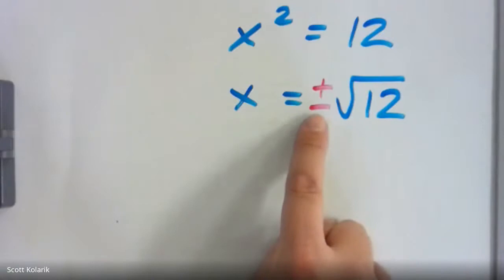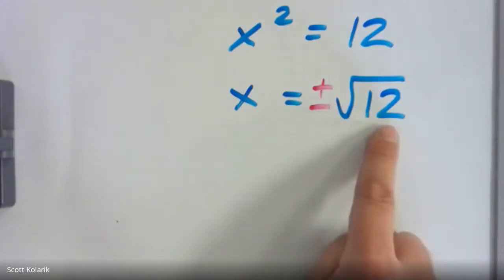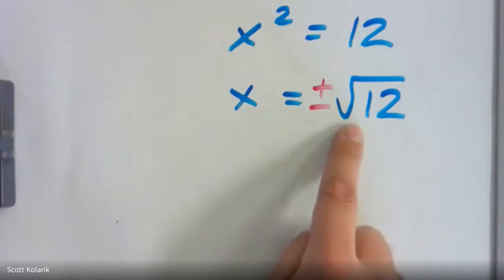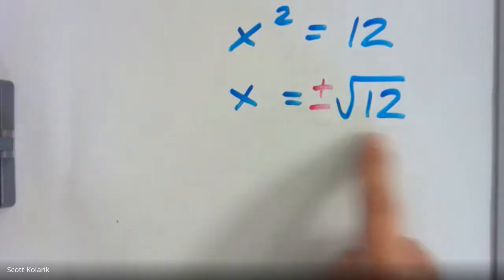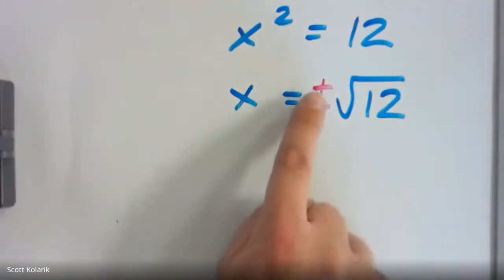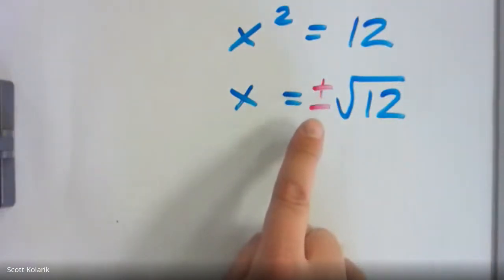Why do I need the negative? Because if it was negative 3 point something times itself, another negative 3 point something, the negatives end up canceling, and I get back to the positive 12 that's represented there. That's why I need to represent the two possible solutions.